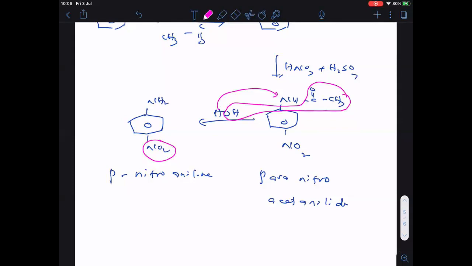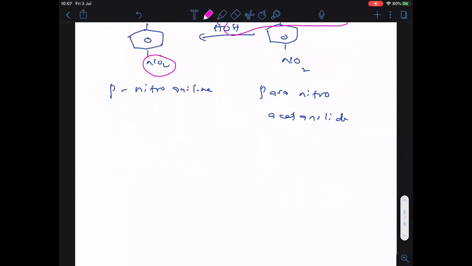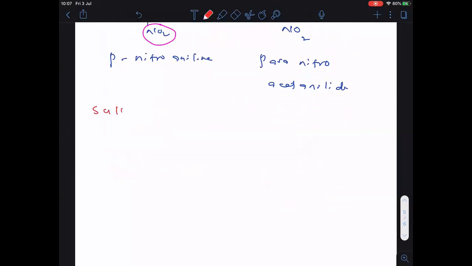Please copy quickly. Completed. Then nitration completed. Then after, sulfonation.